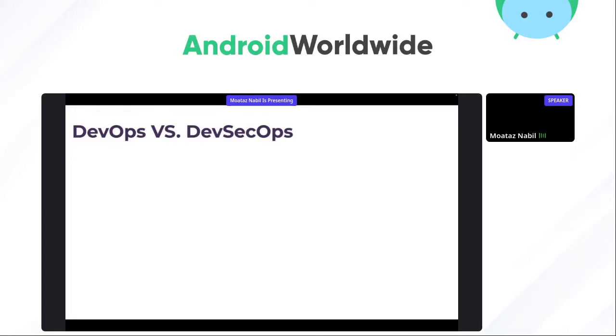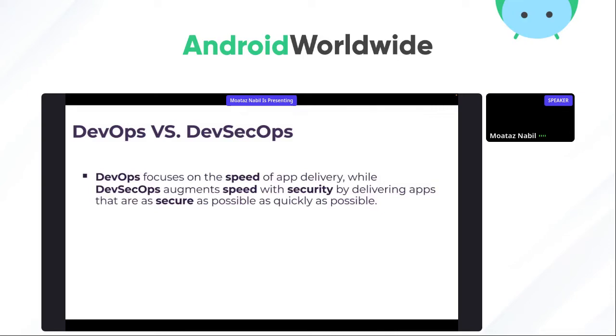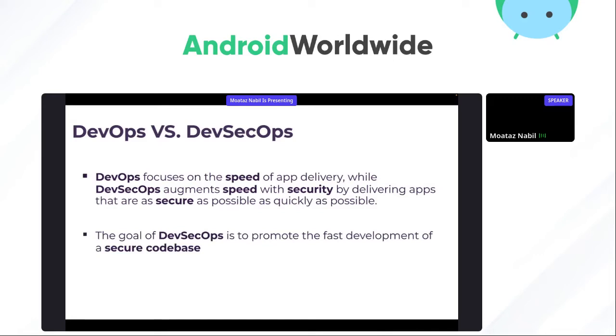So what is the difference between DevOps and DevSecOps? As we mentioned, DevOps is focused on the speed of app delivery. So we use DevOps to accelerate the build and release apps frequently and with speed. This is related to the process itself, or how we can deliver the application. But DevSecOps augments speed with security. So now it's DevOps combined with security, delivering apps that are as secure as possible, as quickly as possible. This is the main idea behind the difference between DevOps and DevSecOps.